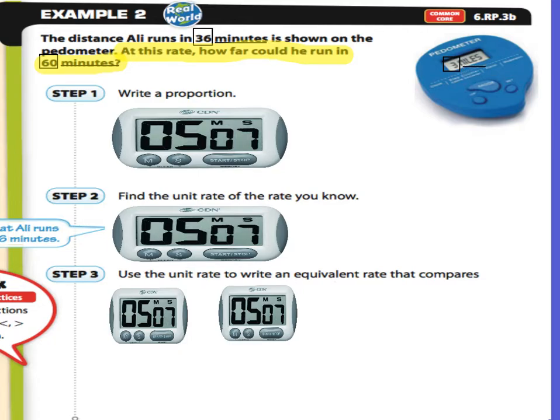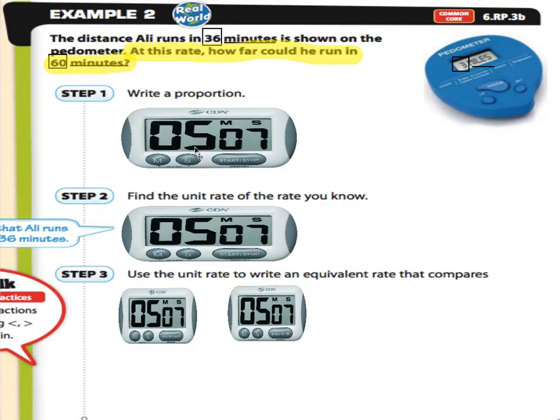So sometimes not all the information is in the question. Sometimes it's given in the form of the picture. So we have to look over here to get some of our information. So the first thing that we're going to do is set up our proportion. Here our proportion is going to be set up in terms of minutes and miles.